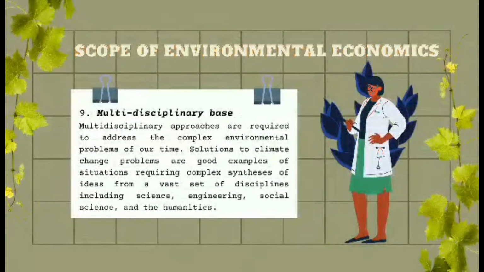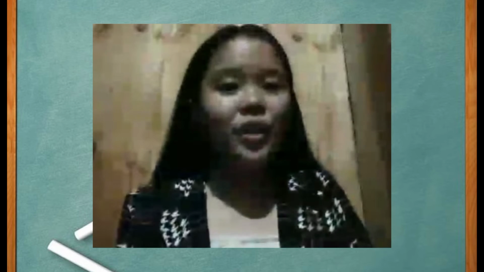And the last one is multidisciplinary base. Multidisciplinary approaches are required to address the complex environmental problems of our time. Solutions to climate change problems are good examples of situations requiring complex synthesis of ideas from a vast set of disciplines including science, engineering, social science, and the humanities. And those are the scope of environmental economics.